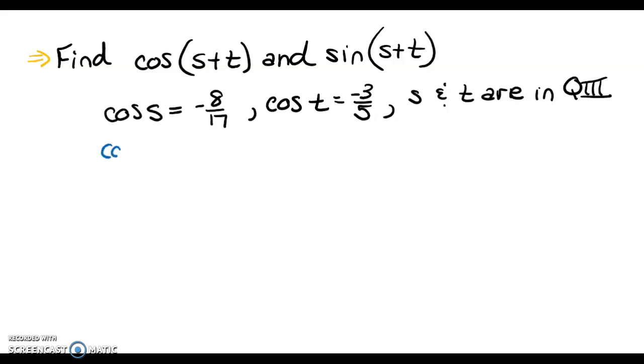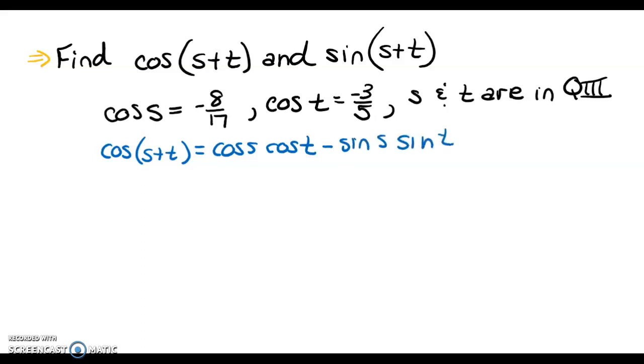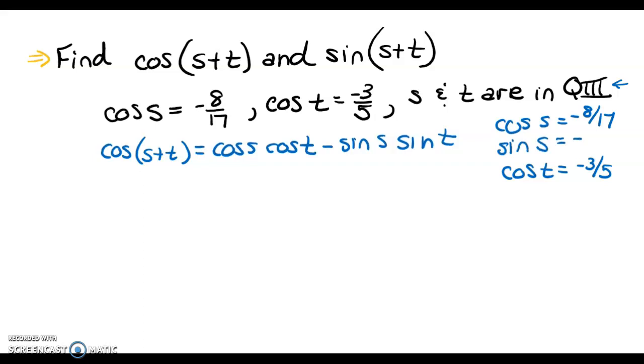So if I take a look at the cosine of s plus t, that's going to be the cosine of s, cosine of t, minus the sine of s, sine of t. Okay, so if that's a true statement, I need the cosine of s, the cosine of t, sine of s, and the sine of t just to do the calculation. And they've only really given me the cosine of s and the cosine of t. So how do I find the sine of s and the sine of t? Well, I'm just going to use my Pythagorean identity, and remember that my angles are in Q3. So when I find the sine of s, since it's in Q3, it should have a negative value. When I find the sine of t, it should also have a negative value.